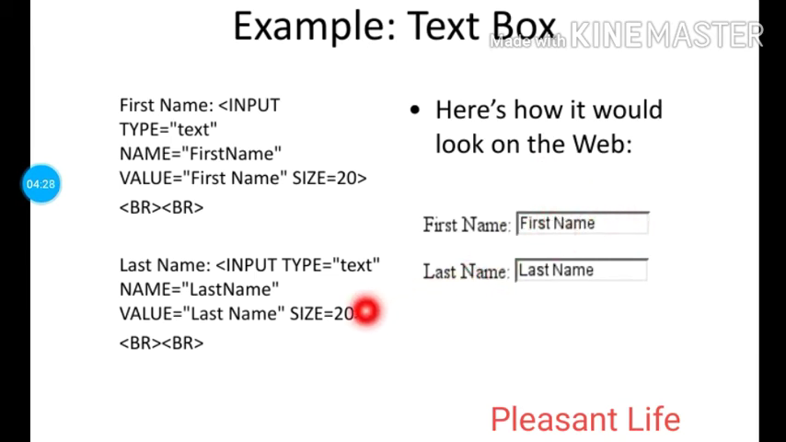Then second example, last name. Input type is equal to text, name is equal to last name, value is equal to last name, size equal to 20. Here is how it would look on the web. These examples, text box. These two things, text box, this name, this value, input type text.